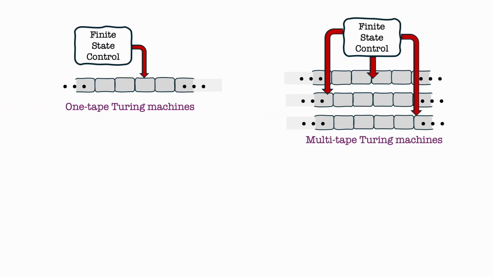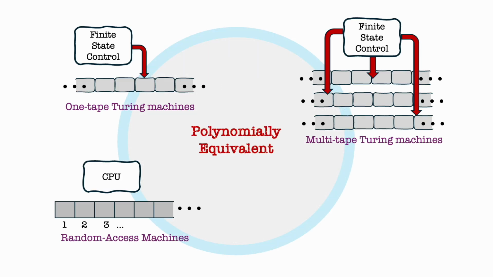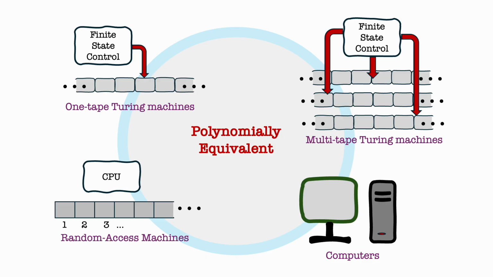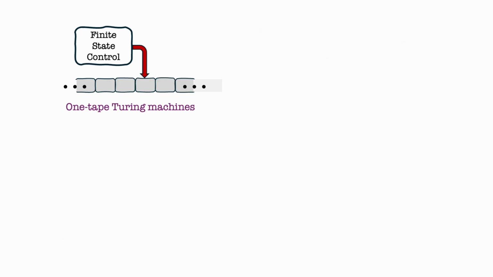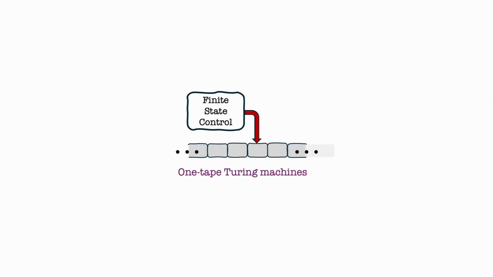There are many realistic models of computation, such as one-tape Turing machines, multi-tape Turing machines, and random access machines or RAM. These models are polynomially equivalent, meaning that if a problem can be solved in polynomial time on one model, it can also be solved in polynomial time on the others. Our modern computers are also polynomially equivalent to these models. To understand the theory of NP-completeness, we fixed a one-tape Turing machine, also known as a deterministic Turing machine or DTM. What we achieve with one can also be achieved with other realistic models of computation.